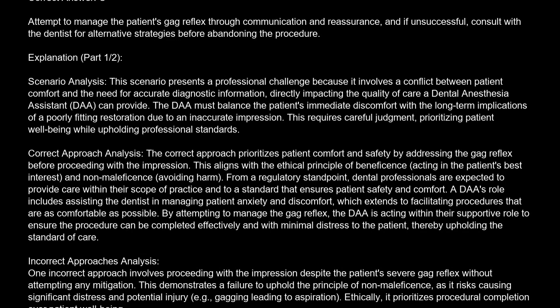The correct answer is C. Attempt to manage the patient's gag reflex through communication and reassurance, and if unsuccessful, consult with the dentist for alternative strategies before abandoning the procedure.